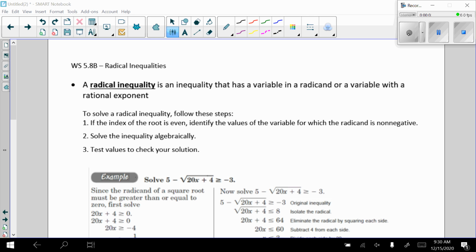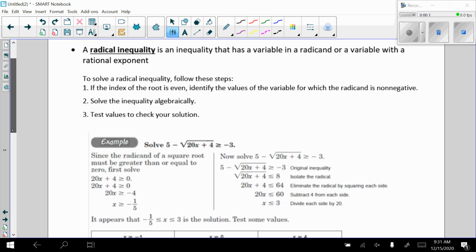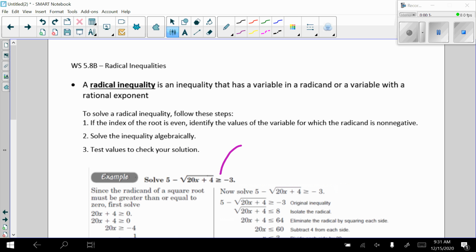Hello everybody. Today we're going to study how to solve radical inequalities. So basically a radical inequality looks just like a radical equation, but it has a symbol like greater than or equal to or less than. So that's what we're going to be looking at. Let's look at our steps.